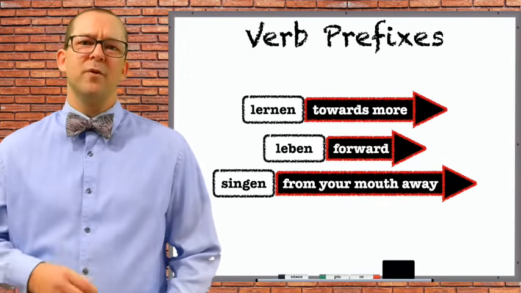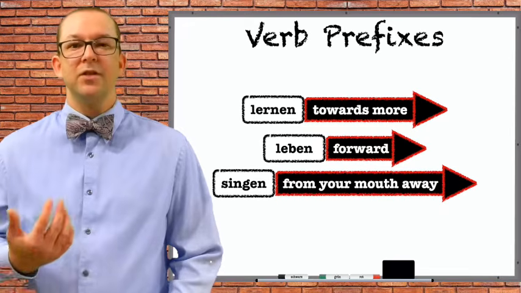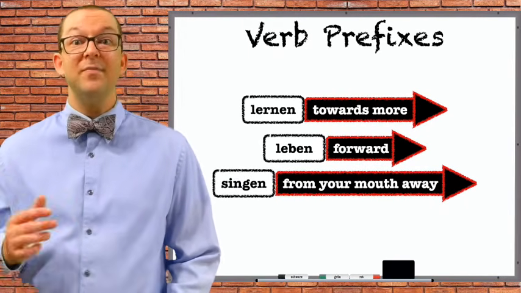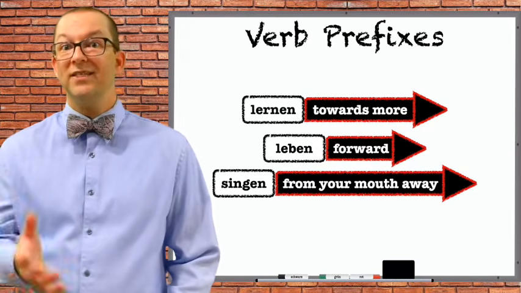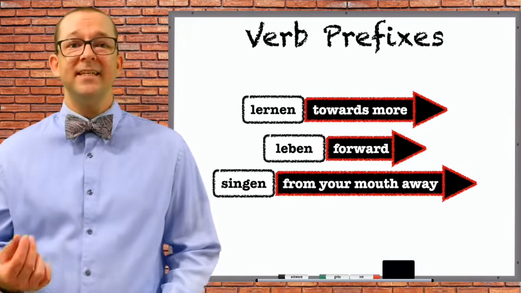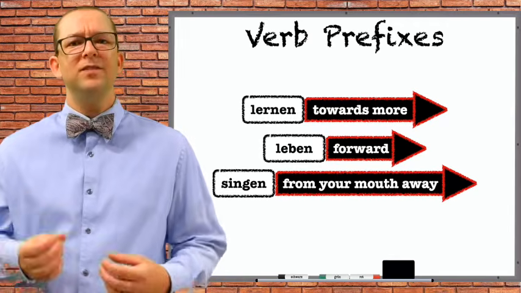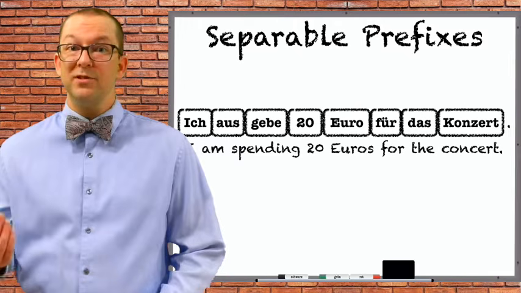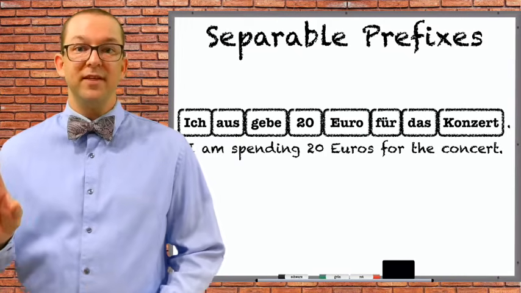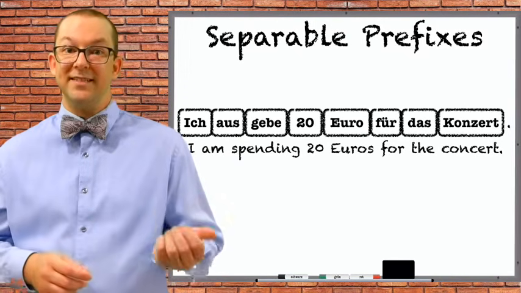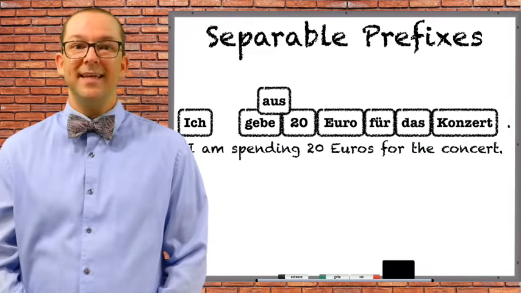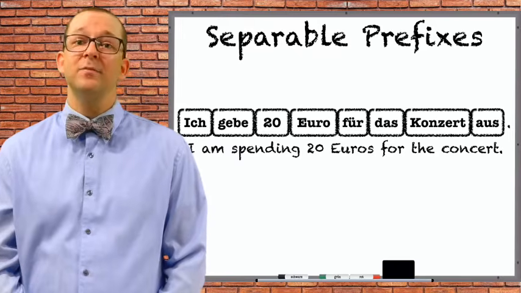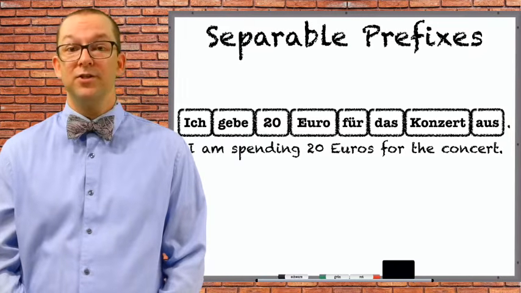Basically, every verb in German has a direction of sorts. The direction of lernen, for instance, is from less to more. The direction of leben is forwards, or forwards in time. The direction of singen is from your mouth away. These directions are changed by the prefixes. Most prefixes, like aus, are separable. This means that the prefix is often removed and put at the end of the sentence. For example, Ich gebe 20 Euro für das Konzert aus. I am spending 20 euros for the concert.